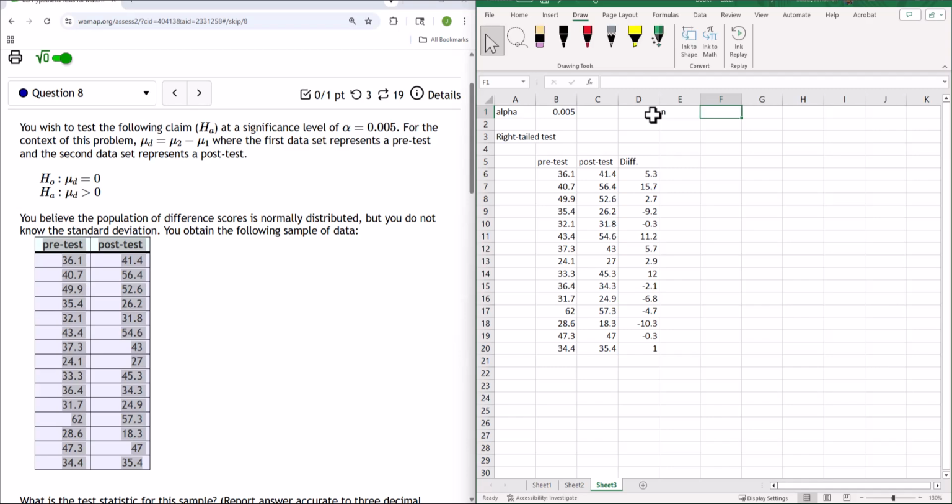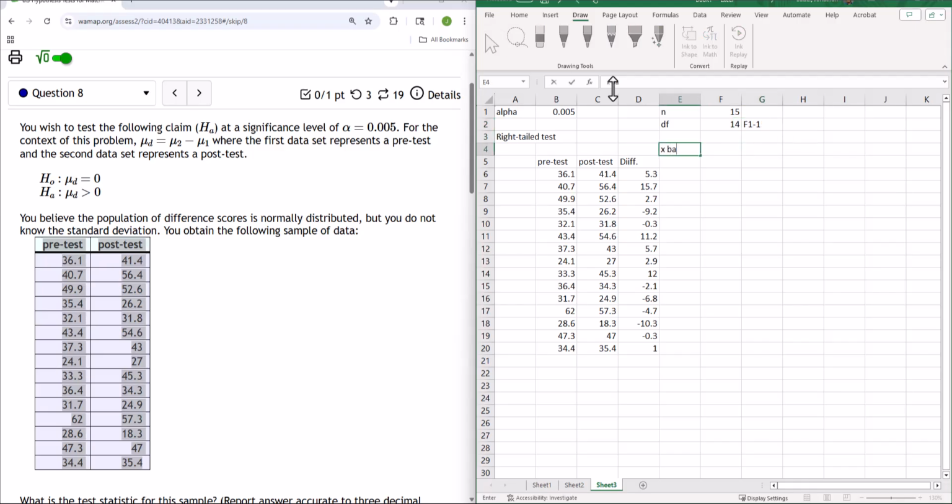So N here is 15, which means the degrees of freedom is going to be 1 minus that. Actually, 1 less than that. Ignore what I said the first time. We'll take the degrees of freedom as 1 less than our sample size.